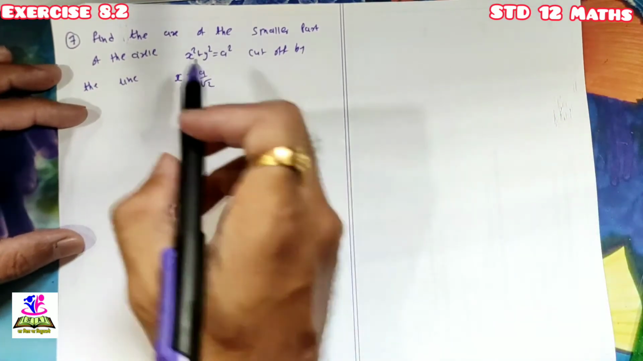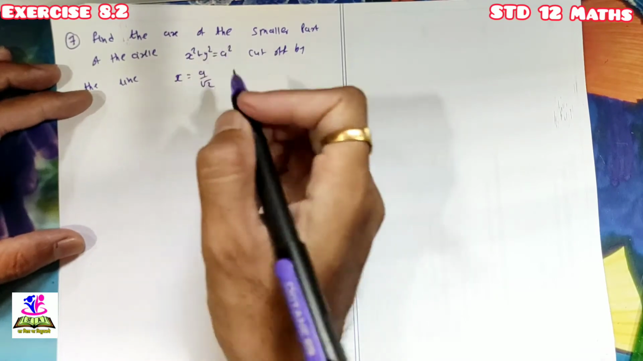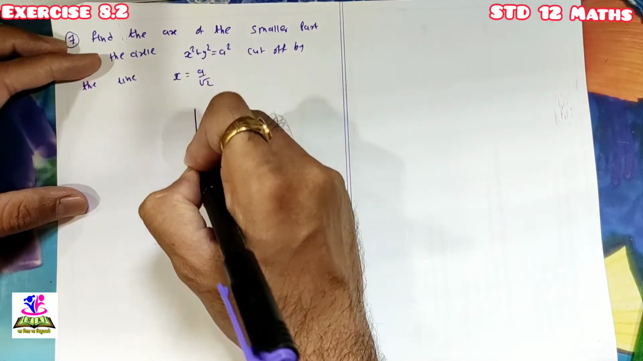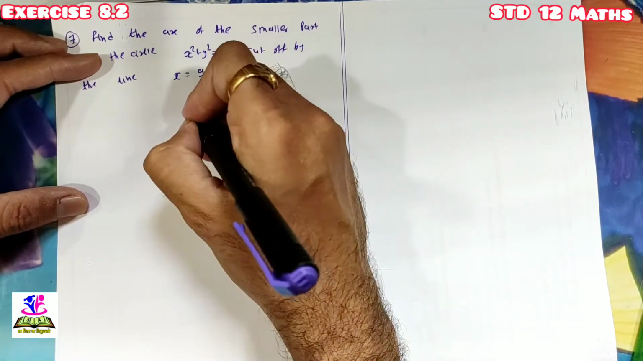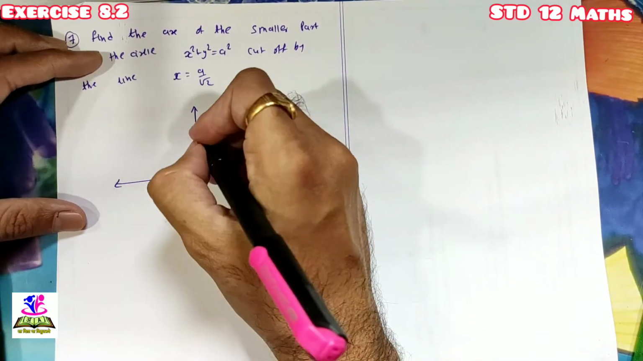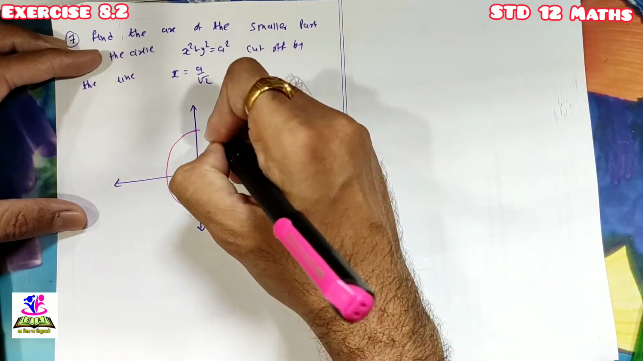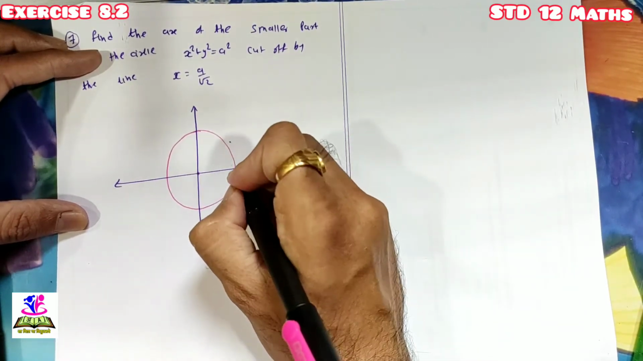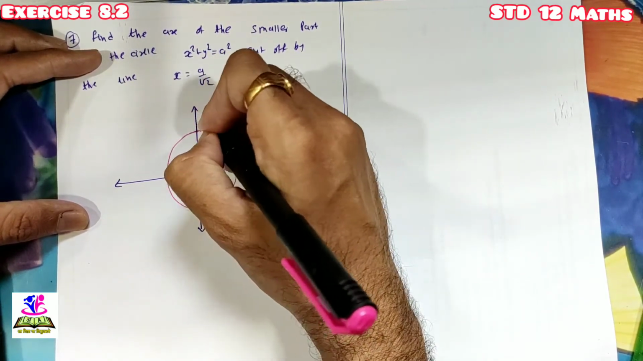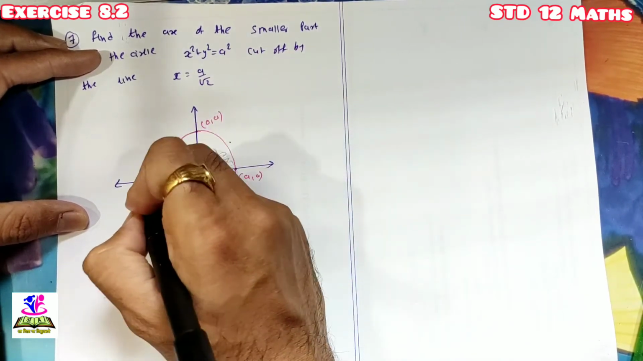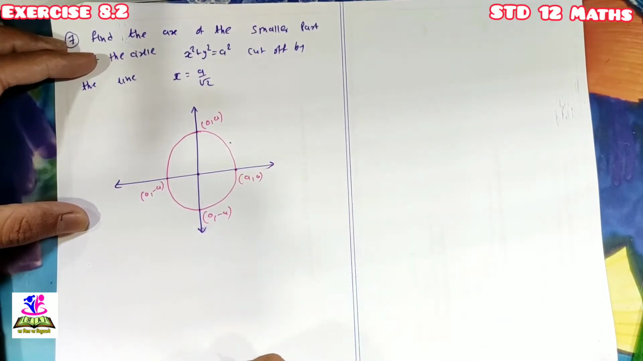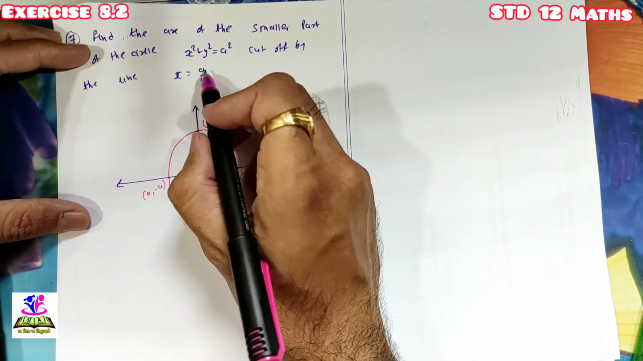You have to find the smaller part of the circle. So here the circle is x square plus y square equal to a square, with center at the origin. This is the circle with center 0 and radius a. So coordinates of this point are (a, 0), this one is (0, a), this one (0, minus a), and this one (minus a, 0). This is the circle, and the line is x equal to a upon root 2.